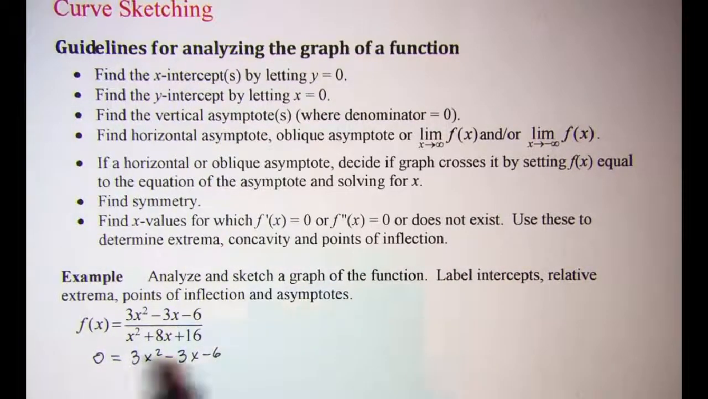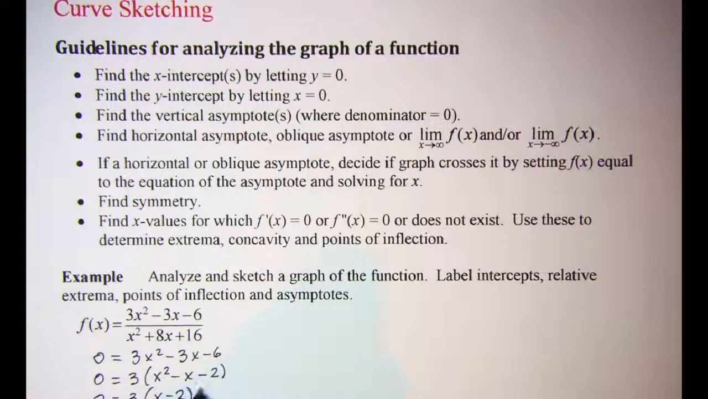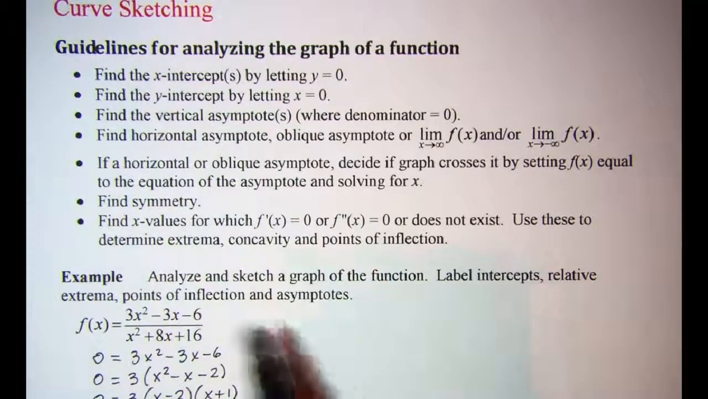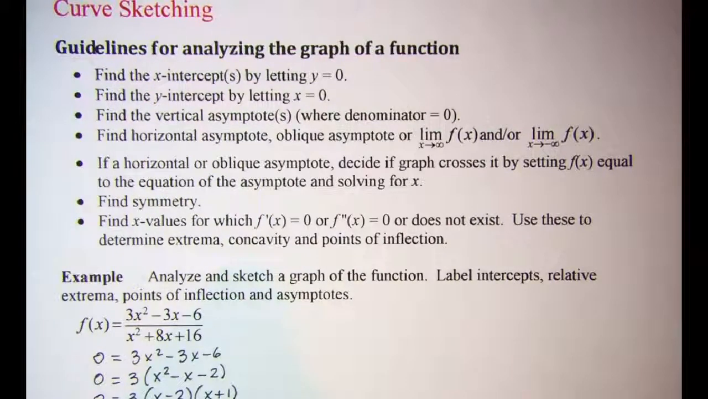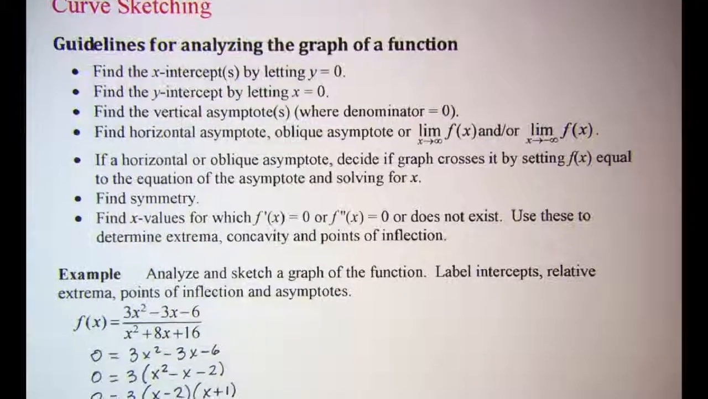I'm going to factor a 3 out and look at what's left. So we have x squared minus x minus 2. This trinomial factors. So I have x minus 2 times x plus 1. So our x-intercepts are positive 2 and negative 1. Go ahead and graph that.